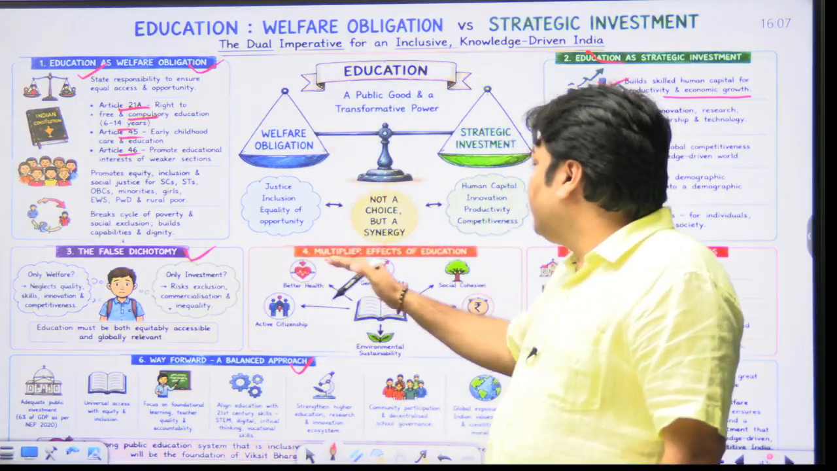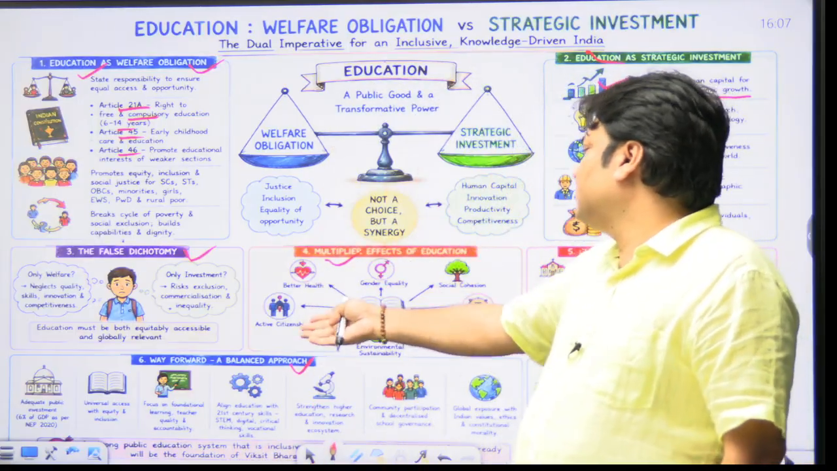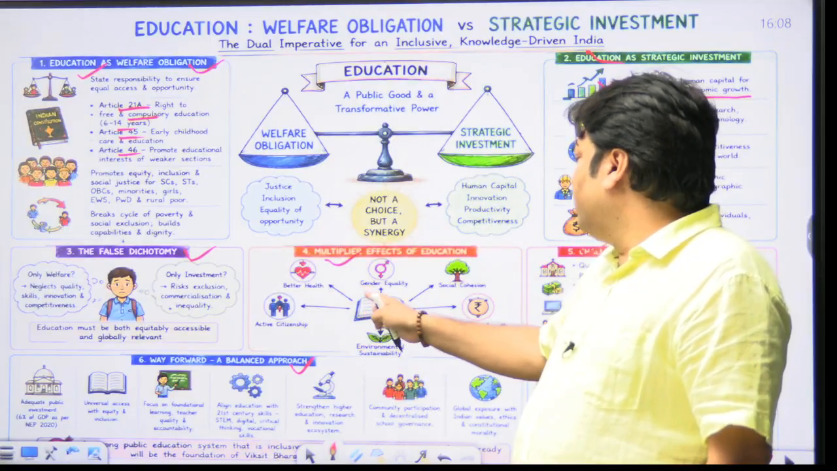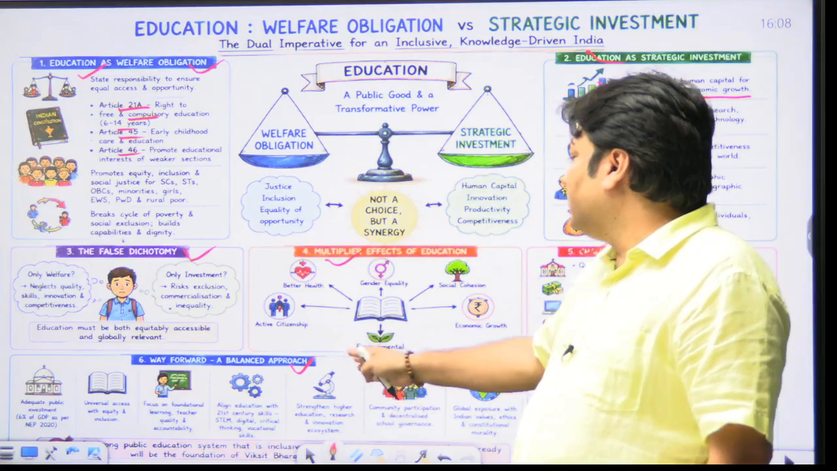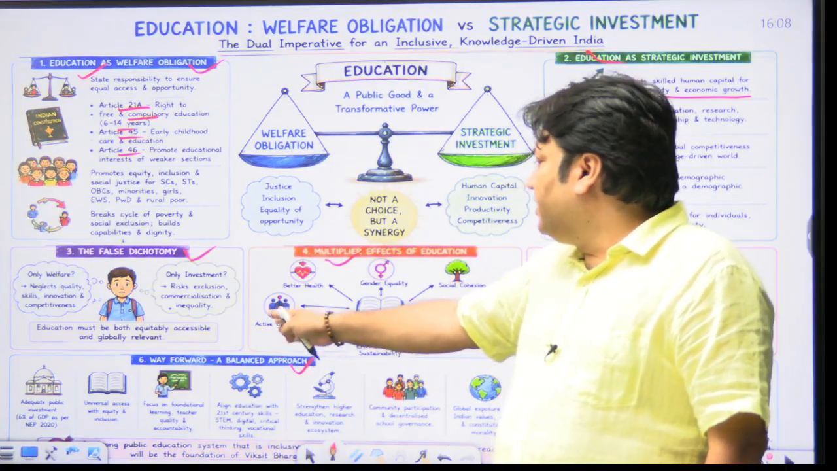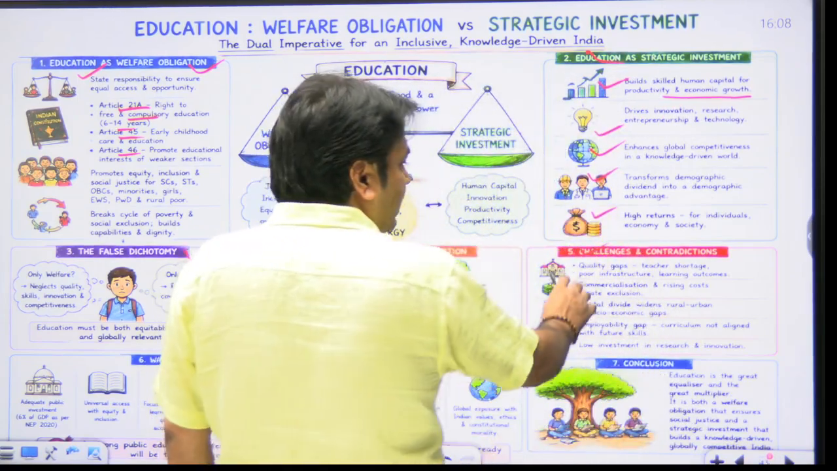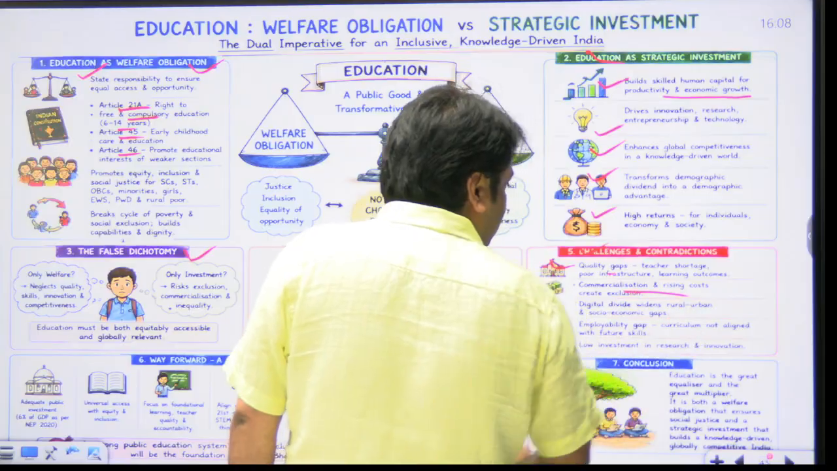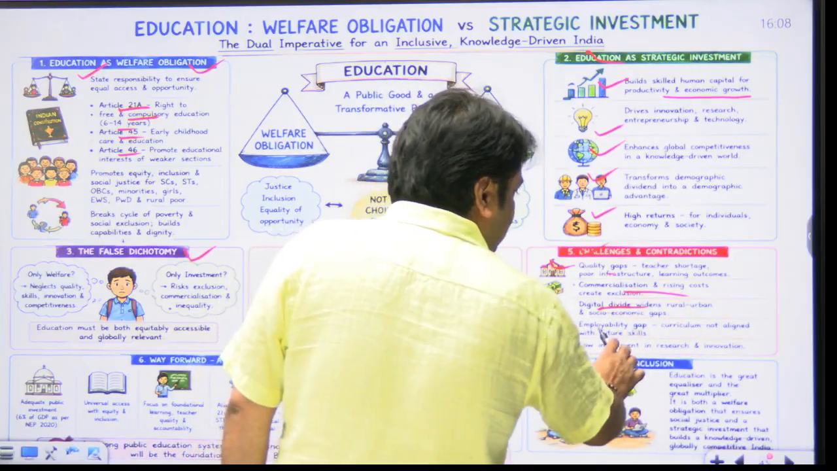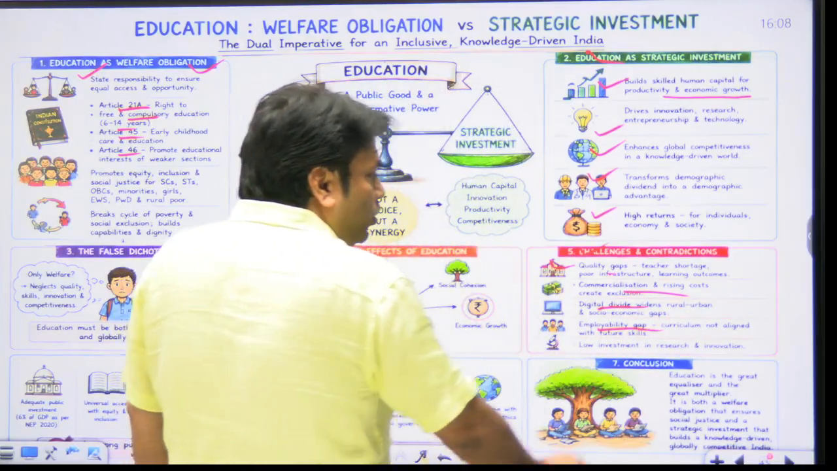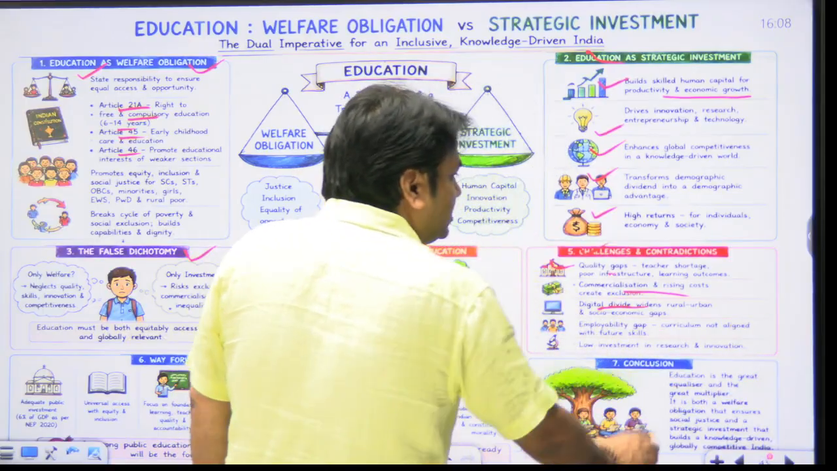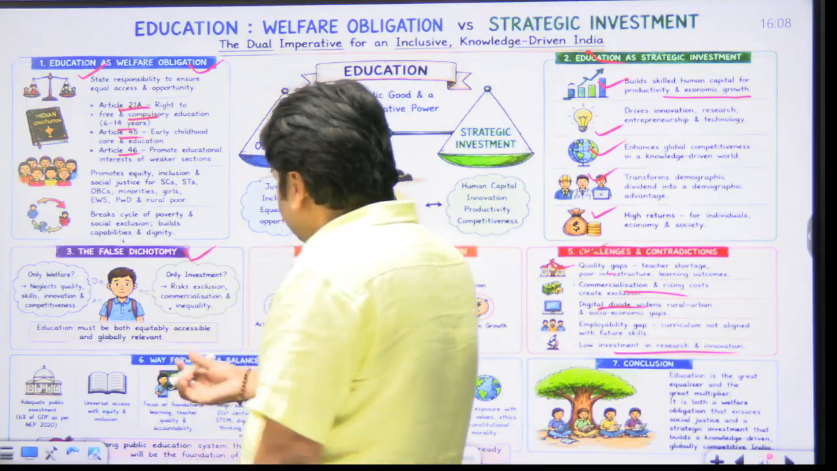What are the multiple effects of education? Better health, gender equality, social cohesion, economic growth, environmental sustainability and active citizenship. Challenges and contradictions: quality gaps, commercialization and rising costs, digital divide, employability gap and low investment in research and innovation. This is the challenge. Now what is the way forward?